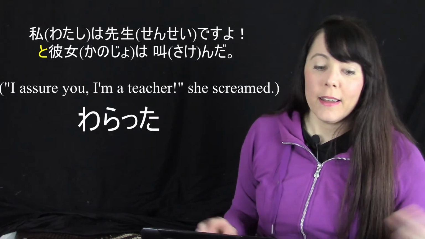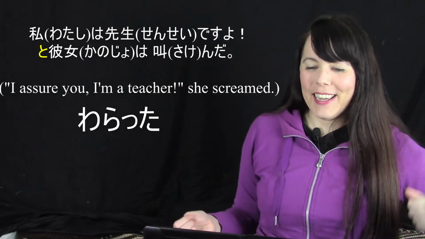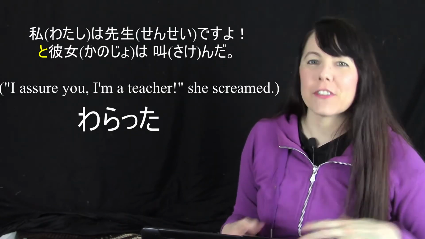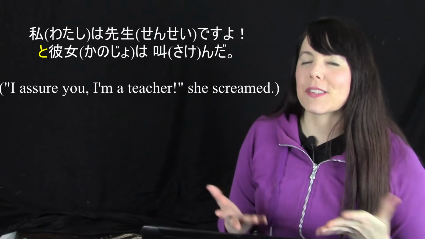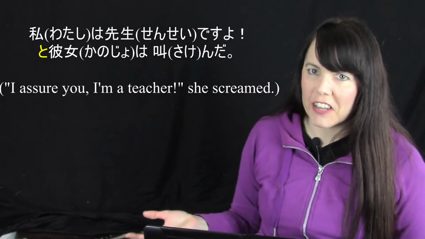笑った, like 私は先生ですよ, と彼女は笑った. That would be like, I assure you, I'm a teacher, she laughed. So you can apply and play with some different emotionality if you use verbs other than said or say.